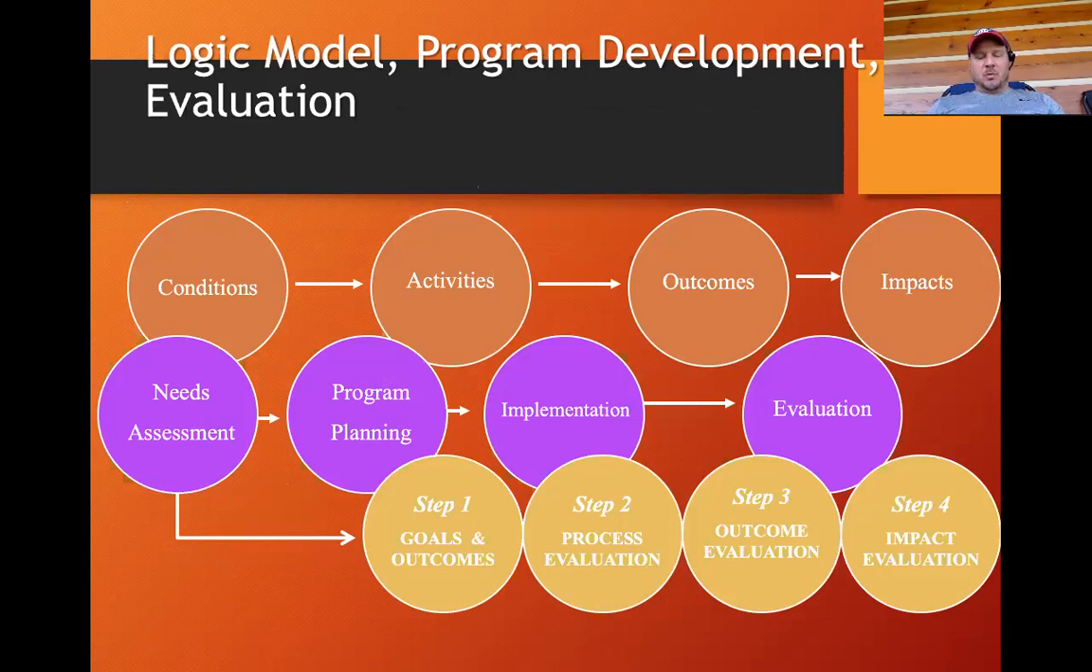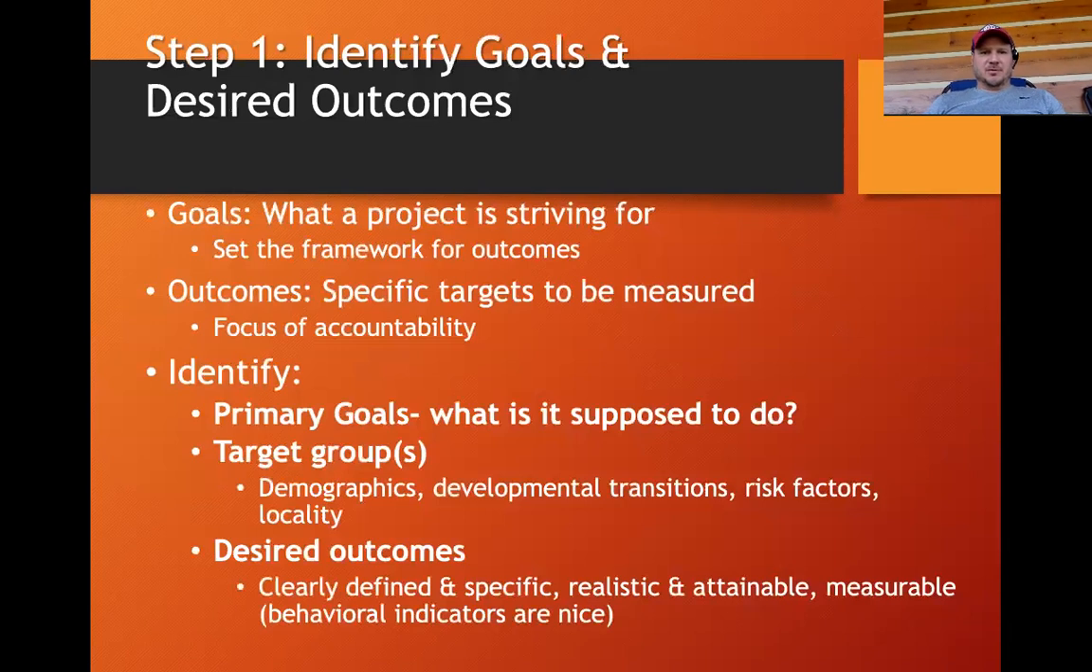So number one, what I just mentioned, we need to articulate what the goals and the expected outcomes are going to be. Step two is a process evaluation. So that basically measures who is doing what with whom. Step three is an outcome evaluation. So what are the results? And step four is an impact evaluation. And that is, what is the broader impact of this program or this intervention on the community?